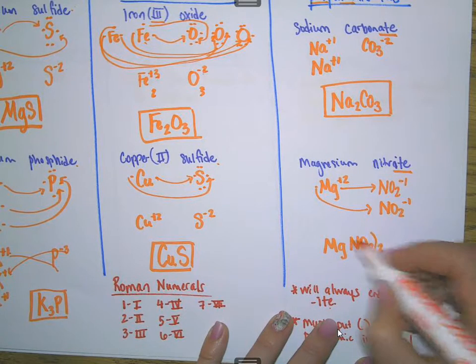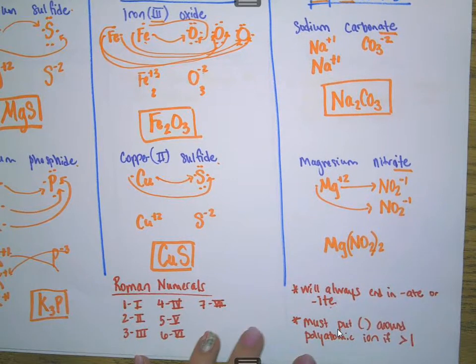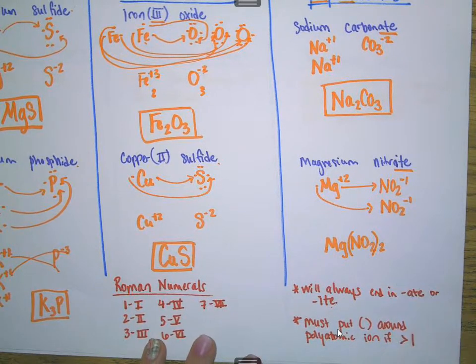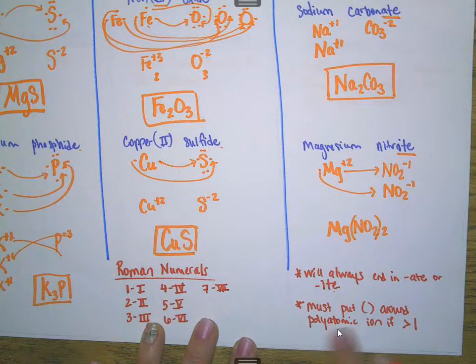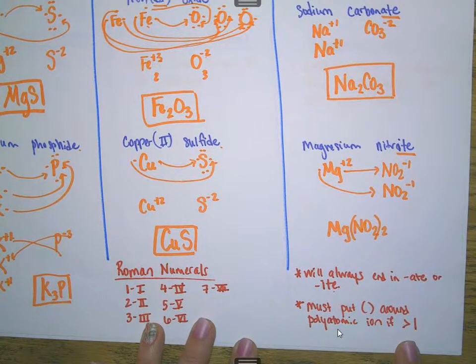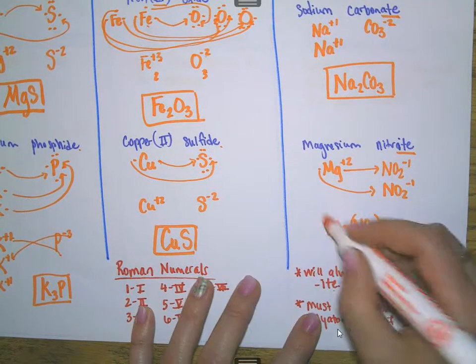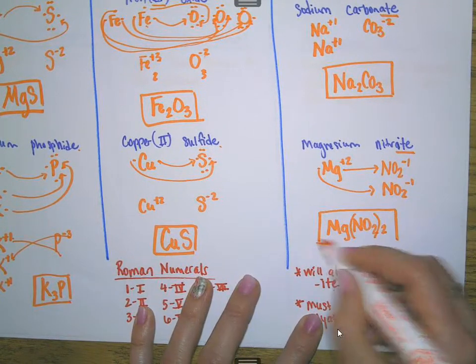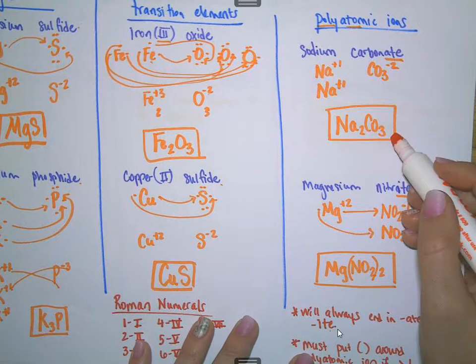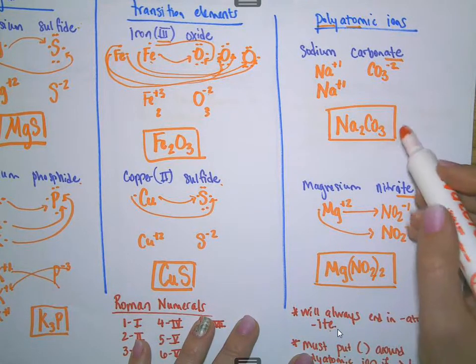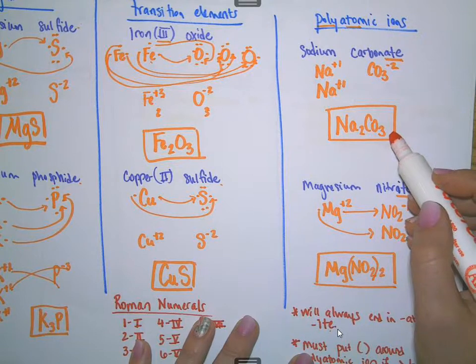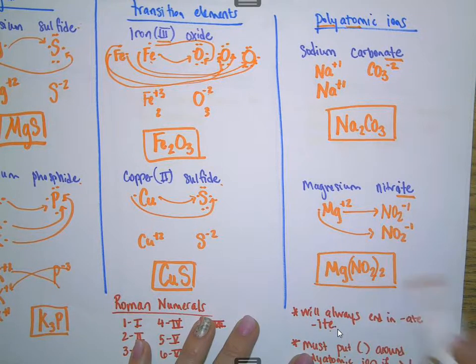So whenever I have more than 1 polyatomic ion, I have to put parentheses around it. And I've put that note down here at the bottom, that you must put parentheses around a polyatomic ion if it's more than 1. It's not an option. Notice on my example above, I did not put parentheses around it if there was just 1. You do not have the option to do so. You do not put it if there's 1, and you must put it if there's more than 1.